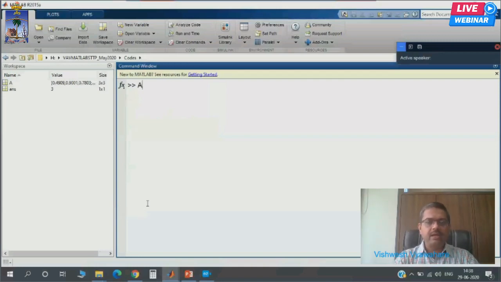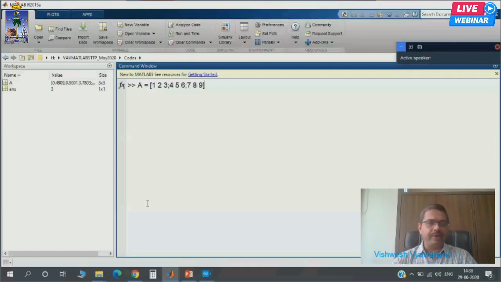Now let's take a very common example. Let's say I define A is equal to 1, 2, 3, 4, 5, 6, 7, 8, 9. This is a simple matrix. This is my matrix A. Now, what will be the rank of this matrix? Let's check. Rank of A is coming out as 2.